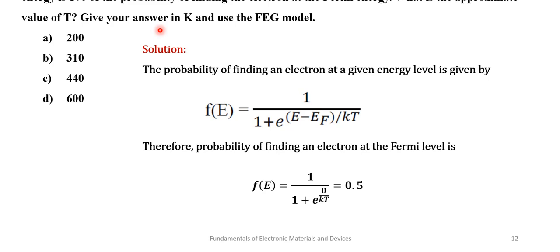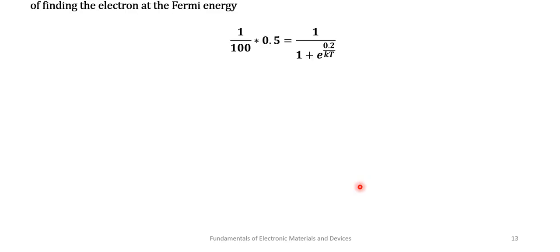Ma'am, at the Fermi level, the answer is 5 into 10 power minus 3. I didn't get you, the temperature you're telling? Ma'am, I'm saying F of E. F of E is 0.5, and 1% of 0.5 means 5 into 10 power minus 3. Yeah, that is true.